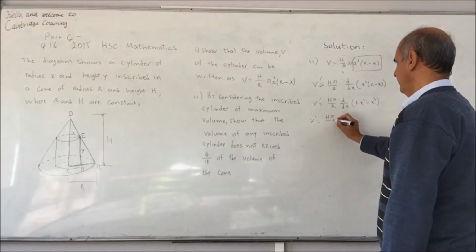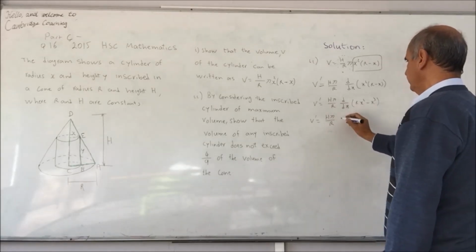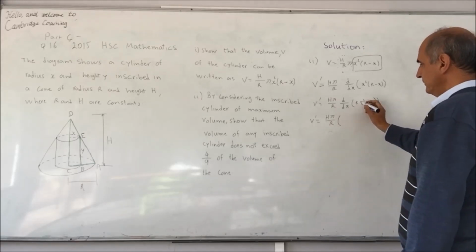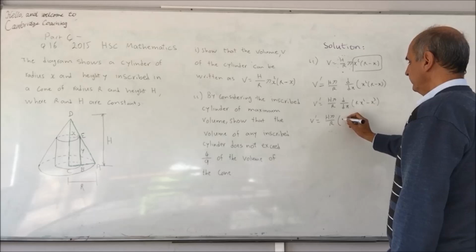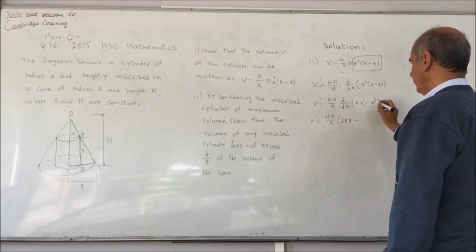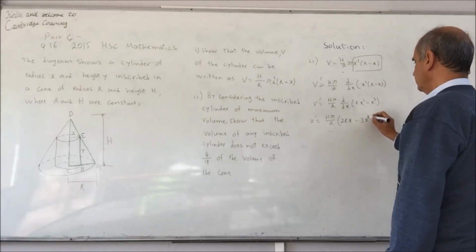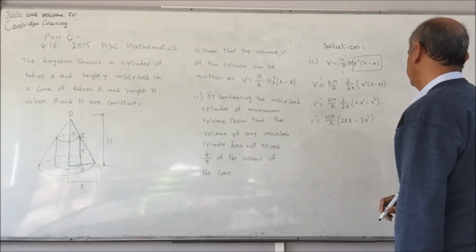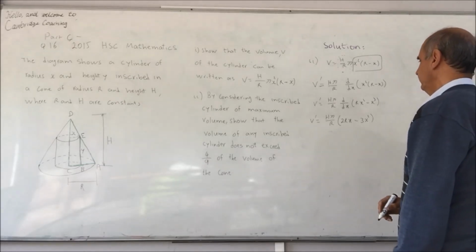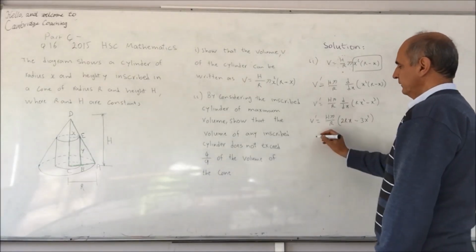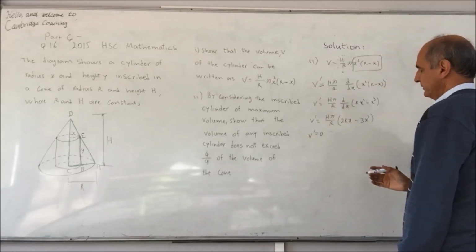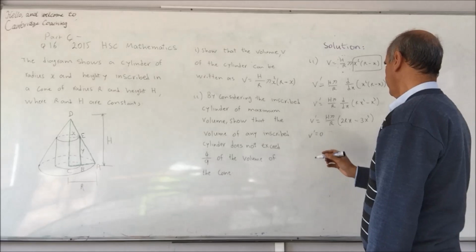So h pi r, derivative of the first times the derivative of that. R is a constant, stays, and the derivative of x squared is 2x. So you get 2rx minus the derivative of x cubed, which is 3x squared. That's our derivative. You can put it equal to 0 to find any possible maximum or minimum point.